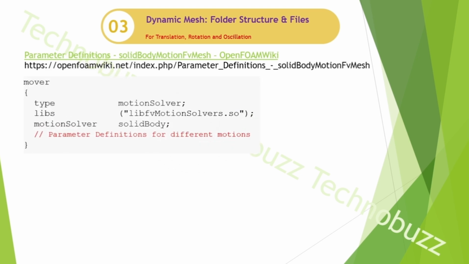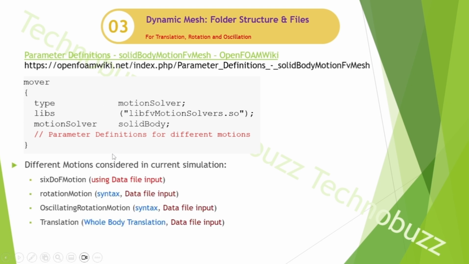The file dynamic mesh dict in the constant folder contains the code block as shown. In this block, the first option is type, so it is a motion solver. Then the motion solver library is to be added here, and then the motion solver is solid body. After that, the parameter definitions for different motions can be added.